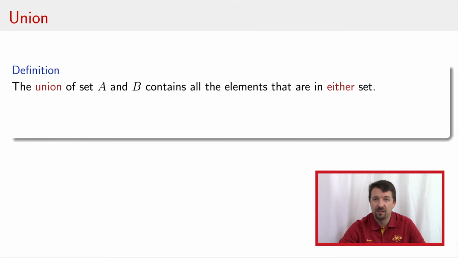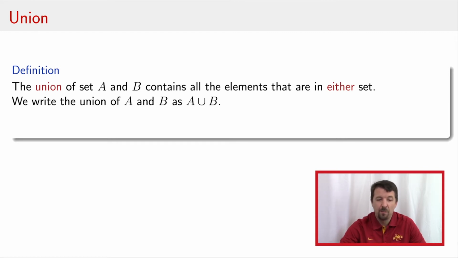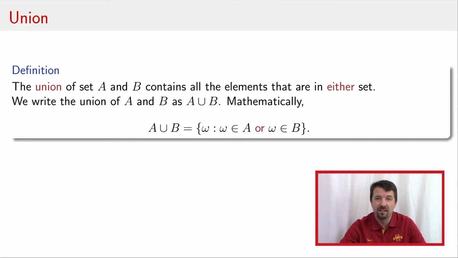So here's the definition of a union. The union of two sets, A and B, contains all the elements that are in either of those two sets. We write this union, A union B, with a U symbol, just like that. Mathematically, we could write the union between the sets A and B as the set of all omegas that are either in A or in B.